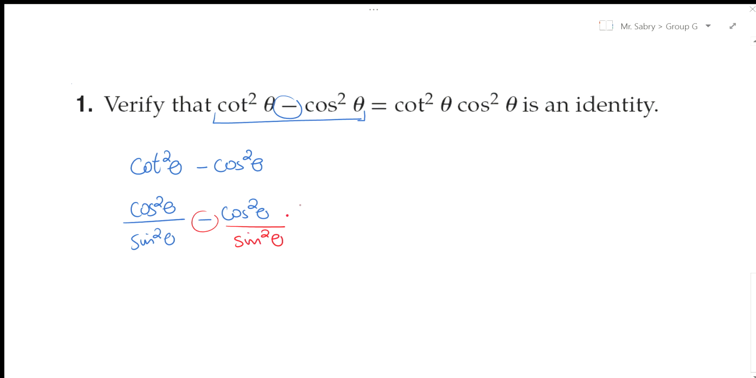So we will multiply here by sine squared theta up and down so that they have the same denominator. I'll put one big fraction and I'll write the sine squared, the denominator, only once, and in the numerator I'll write the cosine squared theta and then the minus as it is, and then cosine squared times sine squared theta.